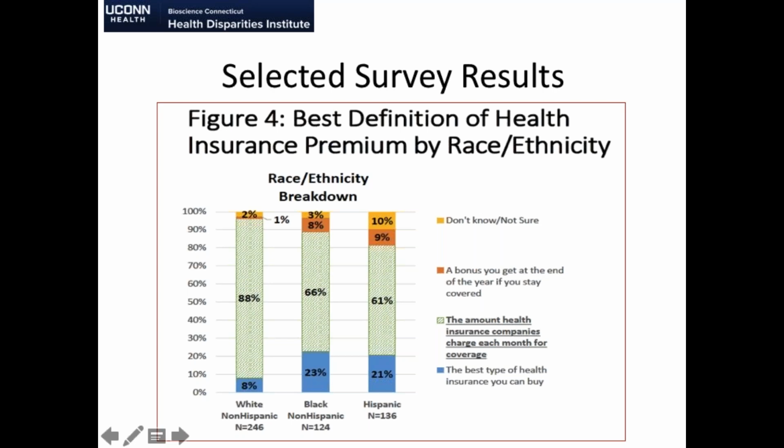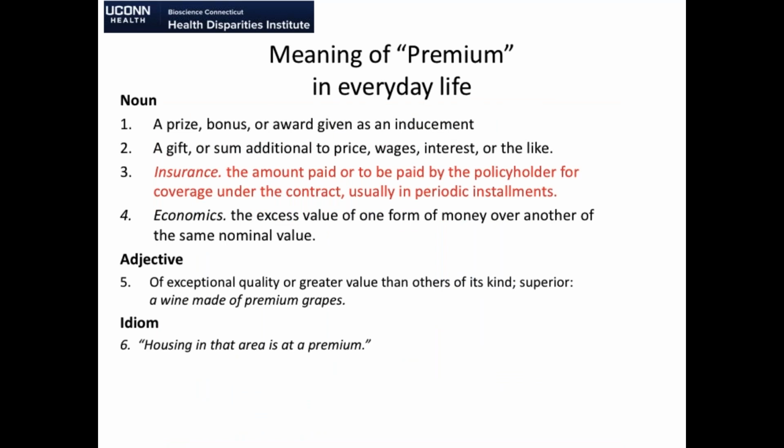And when people begin the narrative of how come minorities don't get it, well, I say they're pretty savvy, okay? Because if you've never had health insurance, let me tell you the way they might be thinking. The word premium in everyday life has at least 4 uses as a noun. It has at least 1 use as an adjective, and at least 1 use as an idiom. Housing at the bottom in that area is at a premium. Go to the adjective line. Of exceptional quality, of greater value than others of its kind, superior, a wine made of premium grapes.